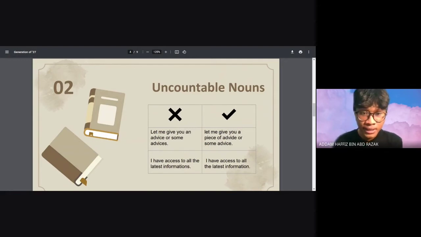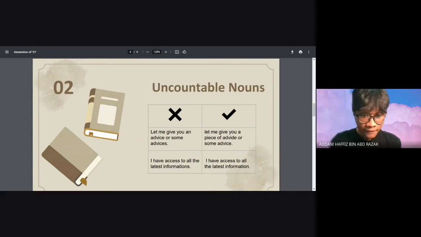Let's start with the first sentence, which is, let me give you an advice or some advices. This sentence is incorrect because advice is an uncountable noun. So you can't use an advice to state how much of the advice there is, and we cannot add an s at the end of the noun to make it plural because advice cannot be counted. So the correct sentence is, let me give you a piece of advice or some advice, and not advices.